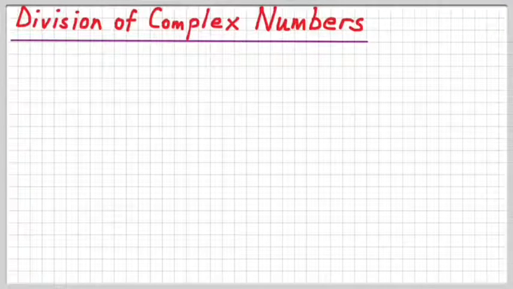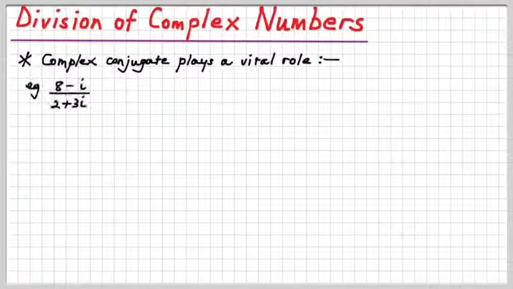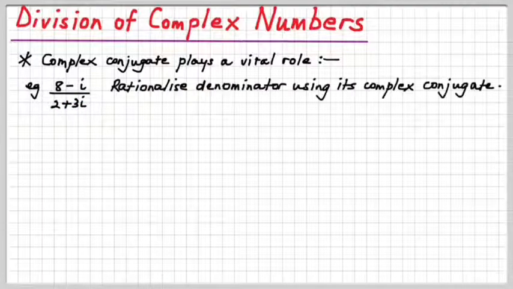Okay, division of complex numbers. Now this is why we need to know how to do the complex conjugate. Now, have a look at this. We've got (8 minus i) over (2 plus 3i) as an example. Now what you do, ladies and gentlemen, is you rationalise using the complex conjugate of the denominator.